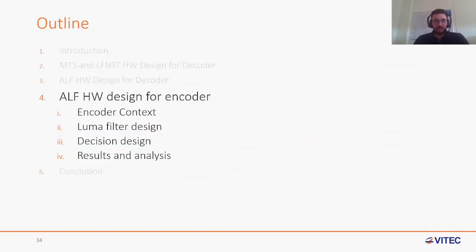Now let's move on to the last part of this presentation, which is the proposed hardware implementation for the adaptive loop filter, but this time for the encoder context. In this part, we'll present firstly the encoder context. Then we'll present the proposed hardware implementation for the Luma filter design, followed by the decision design, and we'll finish by presenting the results and performing some analysis.